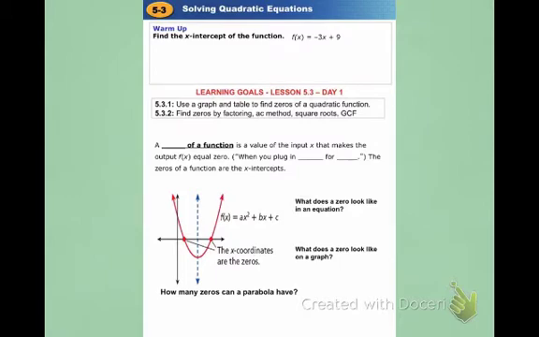And as you've probably already noticed, there is a warm-up to start this lesson. The warm-up asks you to find the x-intercept of the function f of x equals negative 3x plus 9. Notice it's the x-intercept, not the y-intercept, because you can see very clearly the y-intercept is 9. So we want to know what the x-intercept is. Please pause the video now and find the x-intercept of that function.